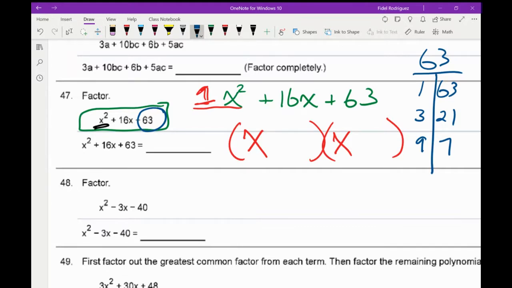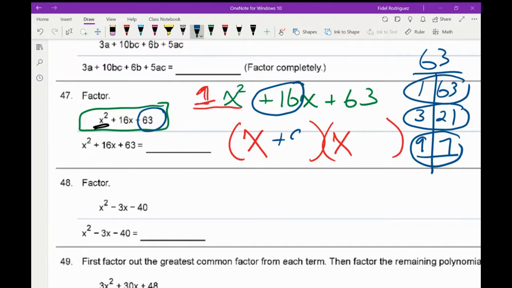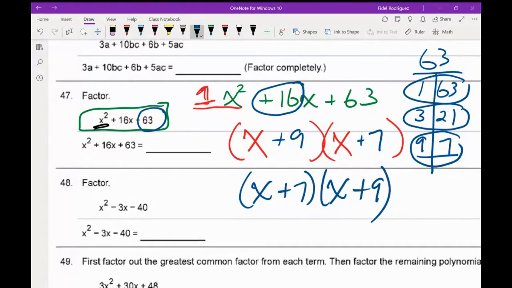And what we're going to do now is look at each of these pairs of numbers, and ask ourselves which ones add up to the number in the middle. The number in the middle is 16, and the numbers that add up to 16 are 9 and 7. So we're going to go with a plus 9 and a plus 7. And guys, what order you put them in is not important. If you decided to write x plus 7 and x plus 9, that'd be fine as well. The order doesn't make any difference.